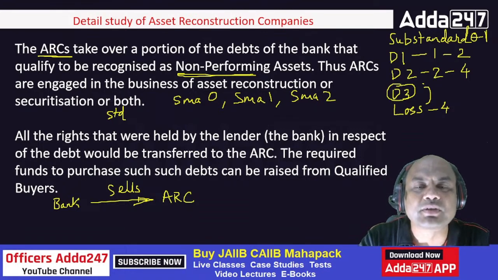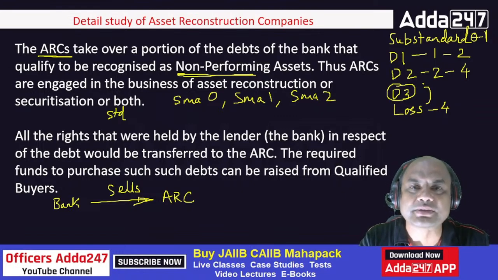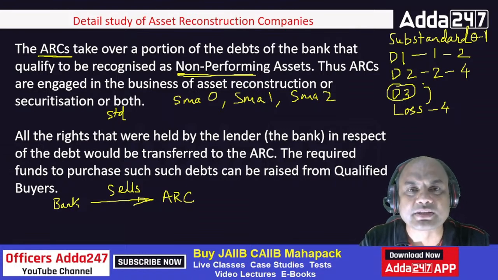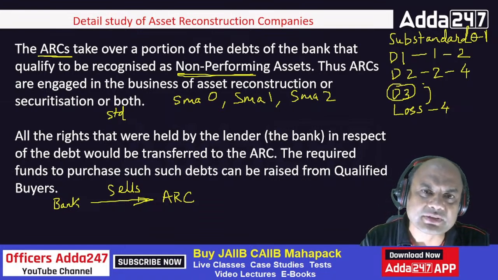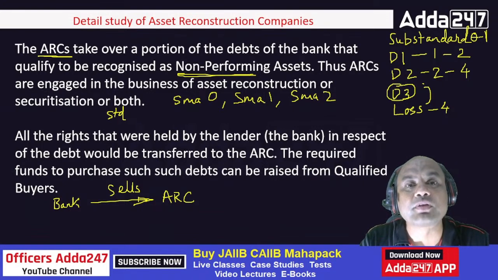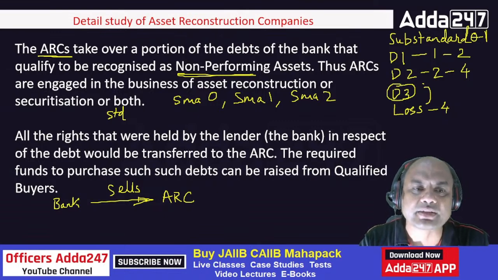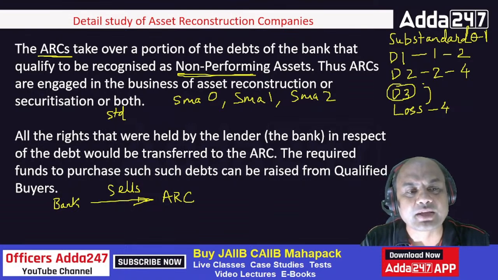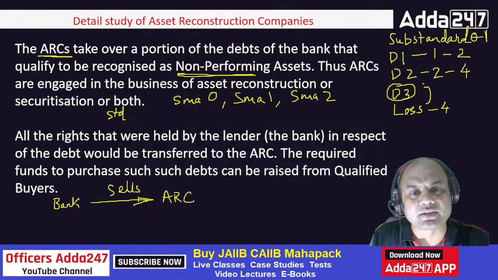Suppose you buy something from a shop, let's say any mobile phone, and later that shopkeeper tells you that no, that is my mobile. Is it his? It's after all yours. Why? Because you have paid for it. So this is the logic behind this, okay? So all rights that were held by the lender in respect of the debt would be transferred to the ARC now, isn't it?